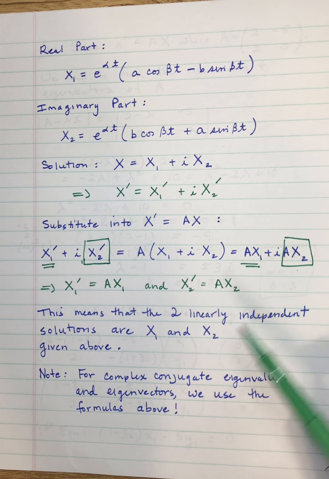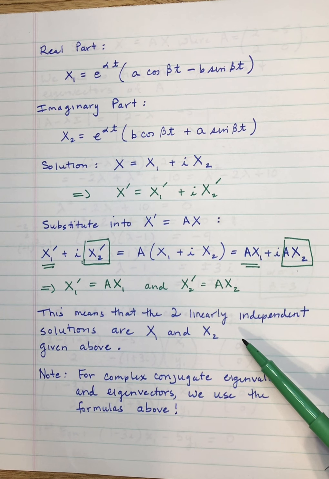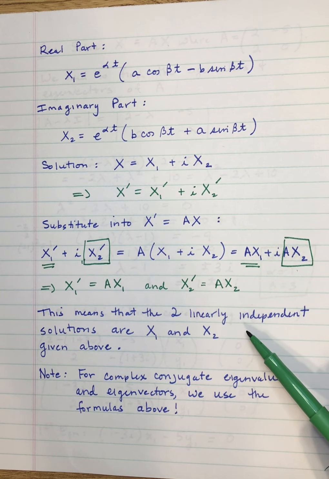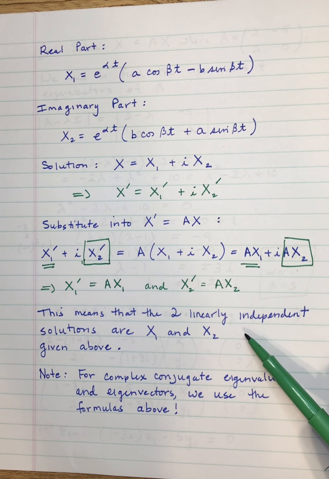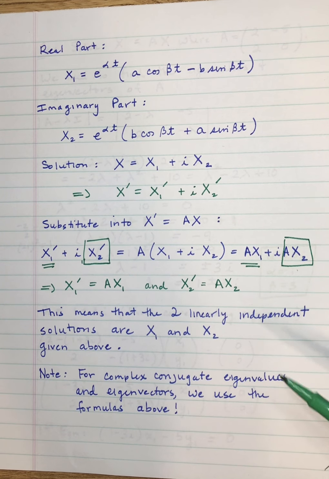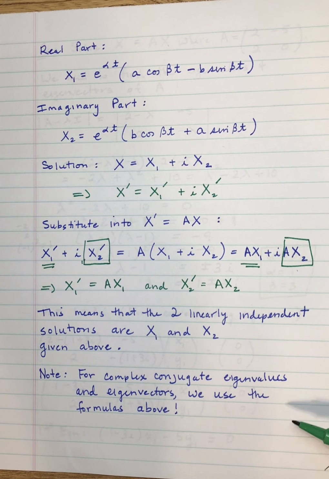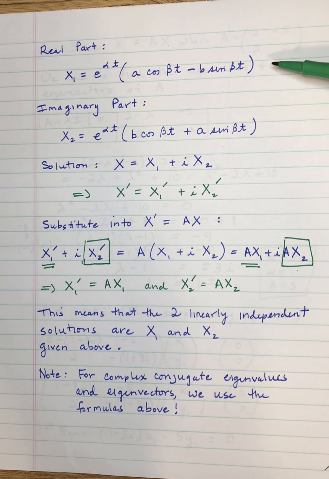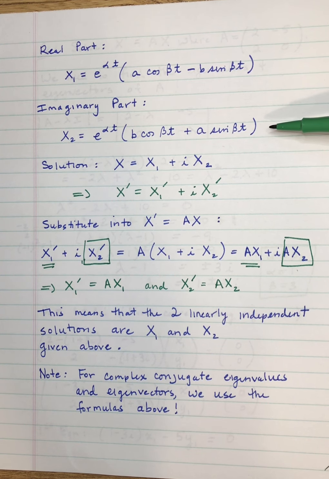So what does this mean? That means that x1 and x2 are our two linearly independent solutions of the system. We didn't prove that they're linearly independent, but they are. So whenever you have complex conjugate eigenvalues and eigenvectors when solving a system, you just use these two formulas for your two solutions. And we'll solve an example next time.